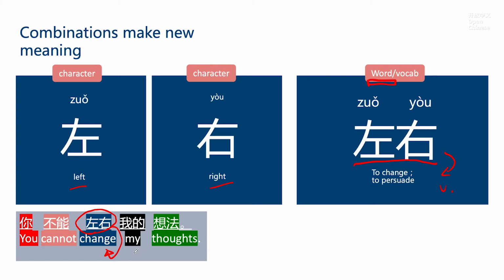Why? Because I made you go left and I made you go right. That's kind of changing your mind, right? That's forcing you to do something, persuading you to do something, that's changing your mind. So 左右 put together as a verb means to change, to make you go right and left. That's to change you. So 你不能左右我的想法. You cannot change my thoughts. Okay, let's move on.